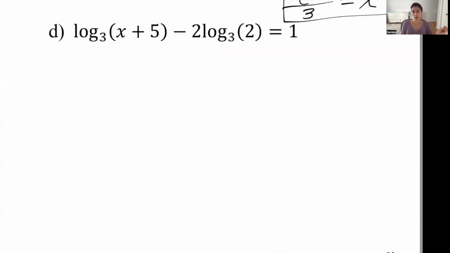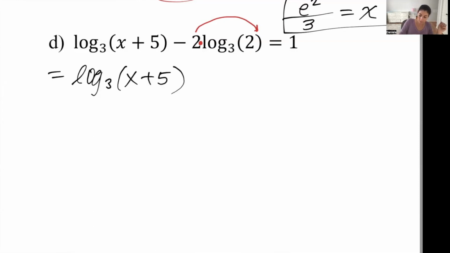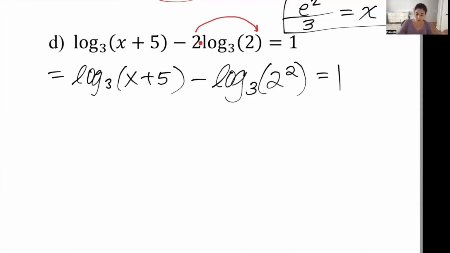But before we do the quotient rule, I forgot this 2 over here. Remember, like in part D, whenever you have a number multiplied times a log, that's exactly the same thing as moving it to be the exponent of the argument. So that would actually be step 1 before doing anything. So that's log base 3 of x plus 5 minus, now that becomes log base 3 of 2 squared. And what is 2 squared? I'm just going to erase that and put 4.